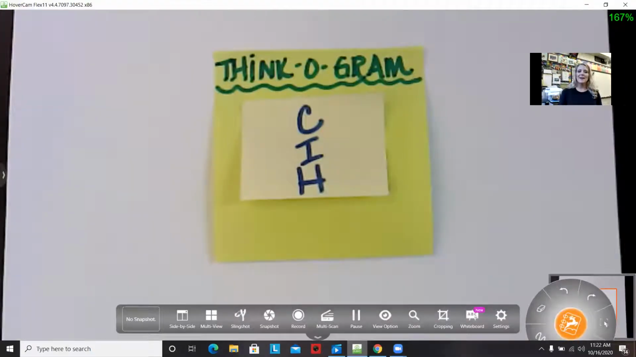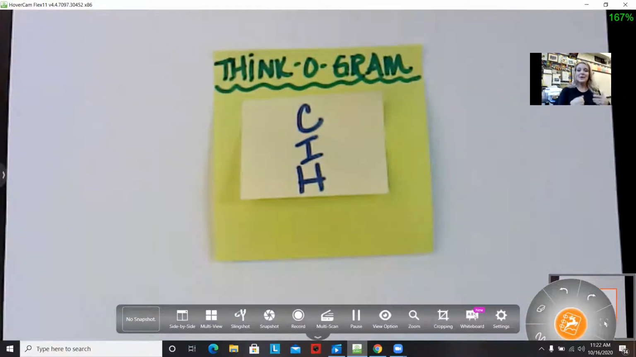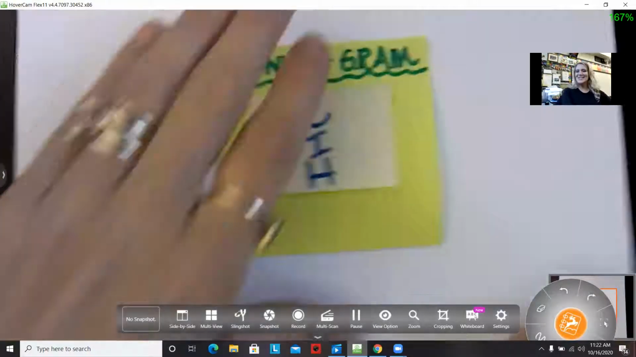I cannot wait. Okay, kiddos, it's math class, so let's start off with our thinkogram. Let me share my screen here with you. There we go. Our thinkogram. Give you a little clue. You read it going up. Good. All right. Good job, kiddos.